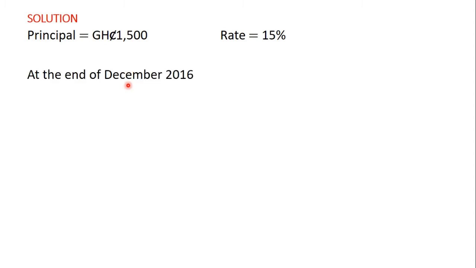We are going to begin with the compound interest at the end of December 2016. So at the end of December 2016, the interest is equal to 15% of the principal, which is 1,500 Ghana cedis. So 15 divided by 100 times 1,500 Ghana cedis. And this will give us 225 Ghana cedis. So at the end of the first year, that is December 2016, the interest was 225 Ghana cedis.